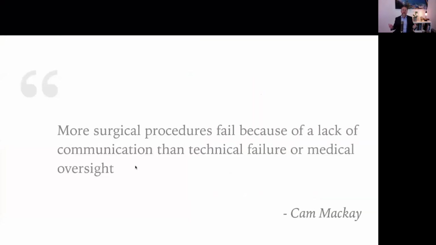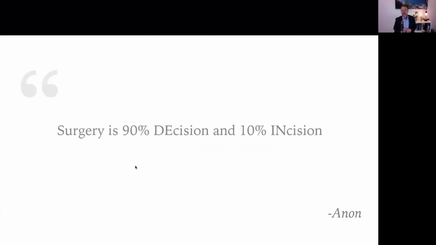And just for your benefit, unprompted, I'll give you this little pearl of wisdom from me: I genuinely believe more surgical procedures fail because of lack of communication than any complex technical or medical oversight. And this old classic in surgery, that surgery is 90% decision and 10% incision. So 90% of it is the decisions you're making and the way you're managing the case. Only 10% is the technical elements.